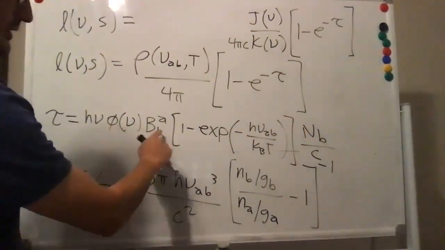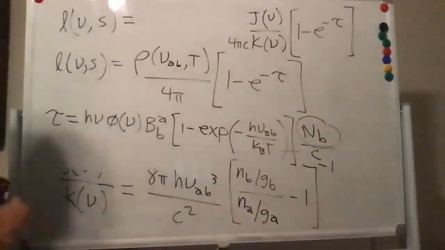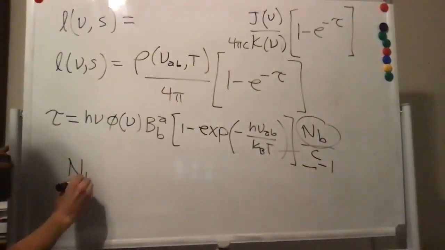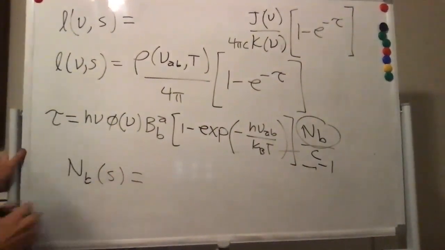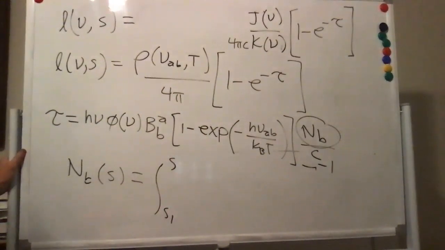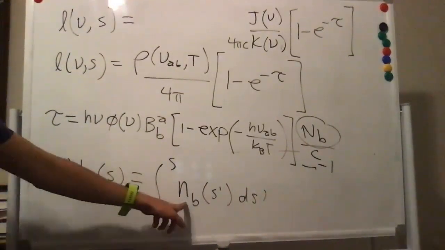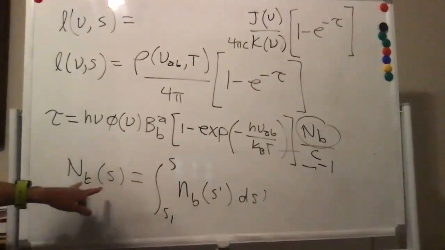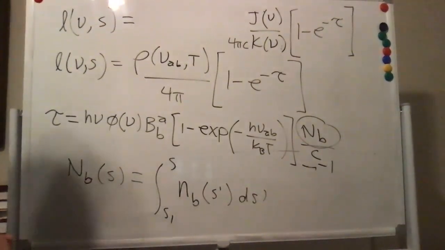So again, all of these are not constants, but you will get them from your experiment, except for this one. So N_B, capital N_B, the function of S, S1 to S, small n_B, so this is a volume density, number density, but per unit volume. So if you integrate over a path, you get this one, which is called the column density.